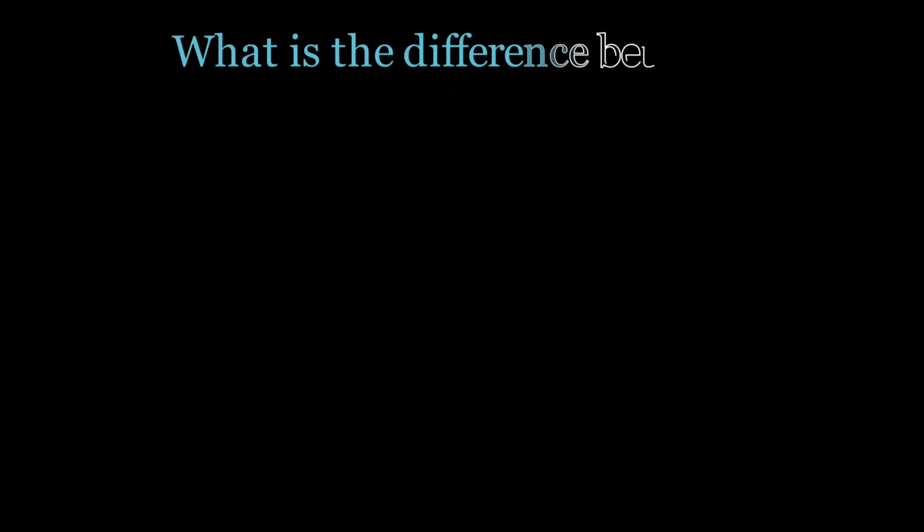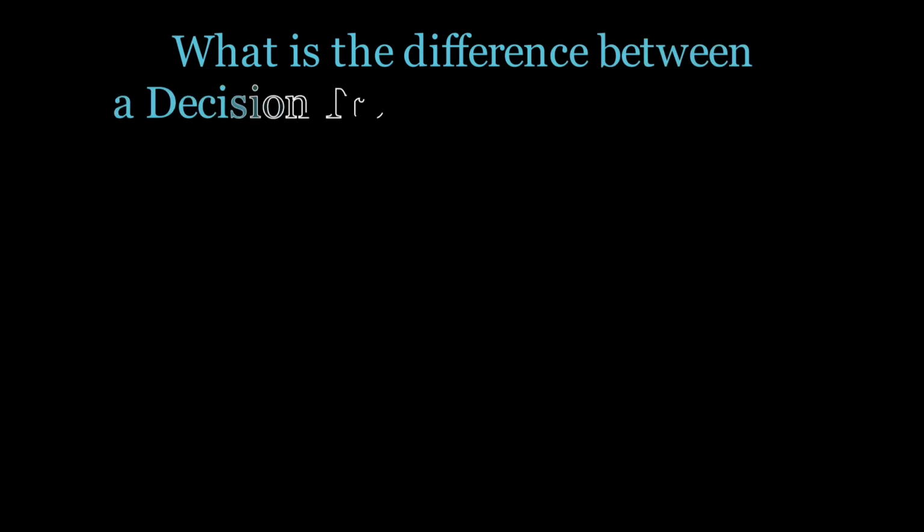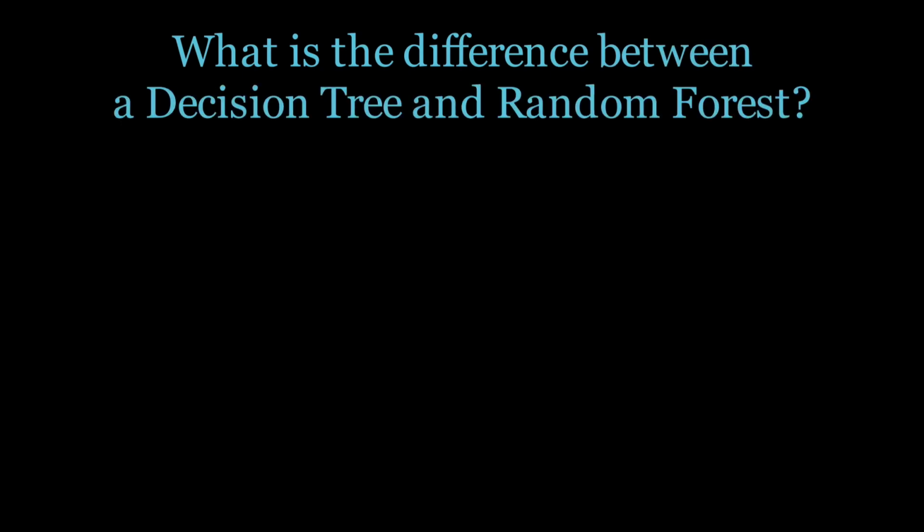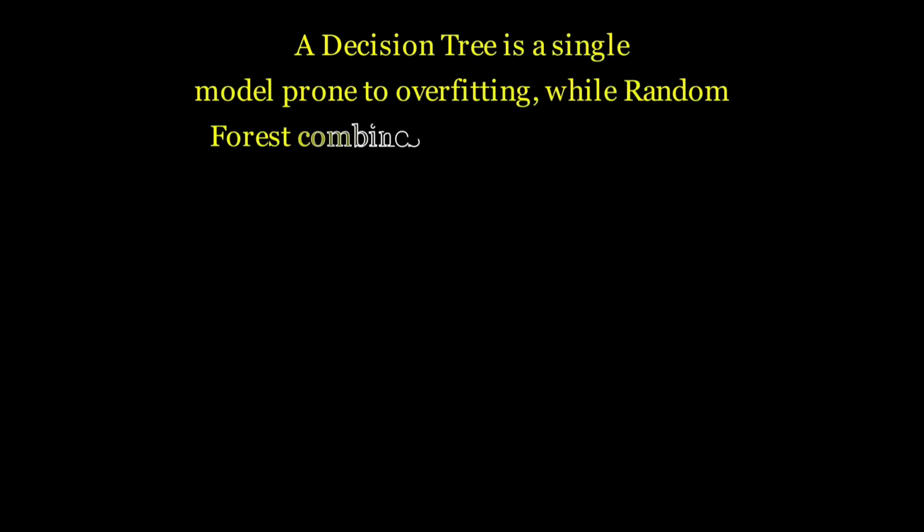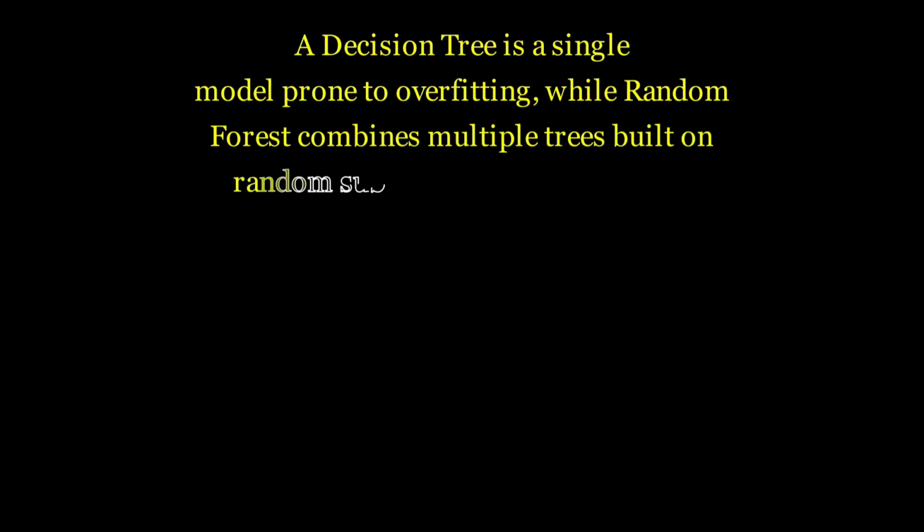What is the difference between a decision tree and random forest? A decision tree is a single model prone to overfitting, while random forest combines multiple trees built on random subsets of data and features, improving accuracy and reducing overfitting.